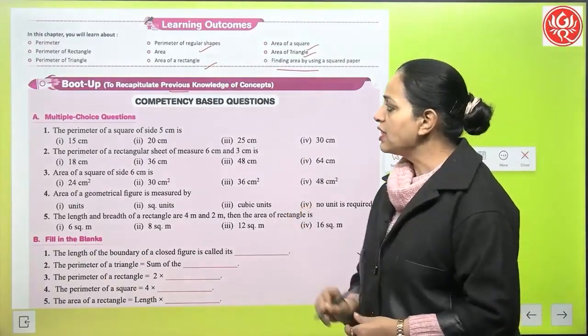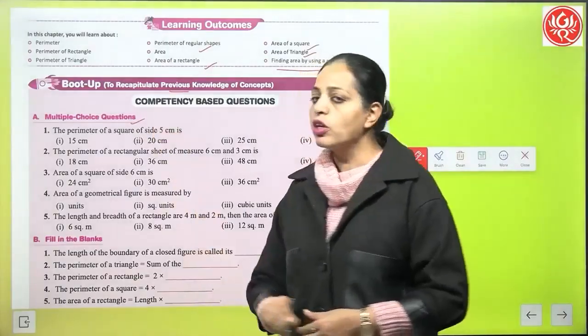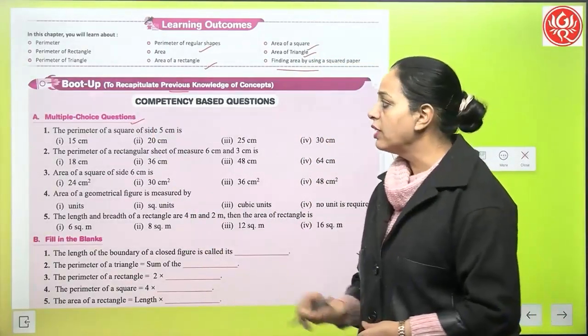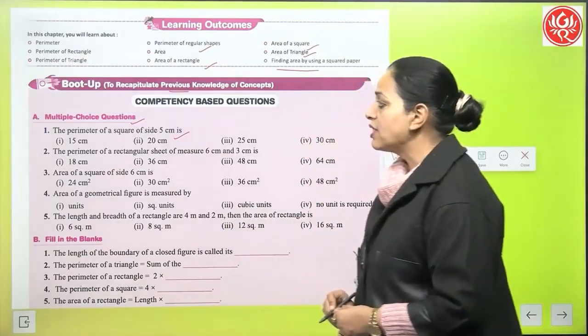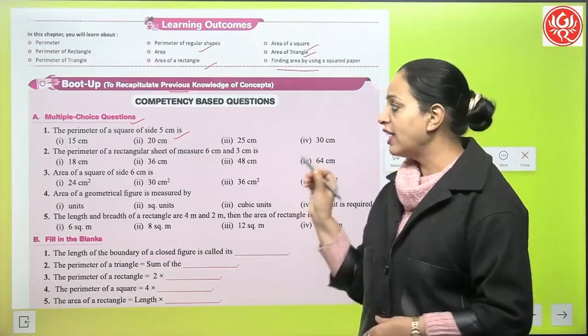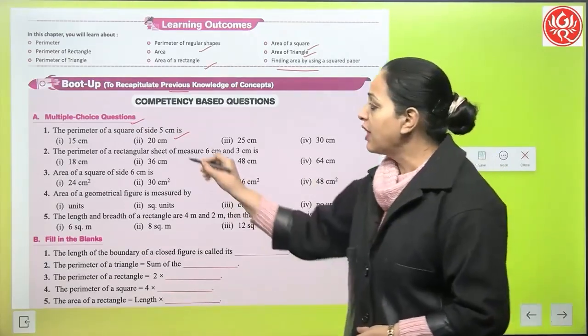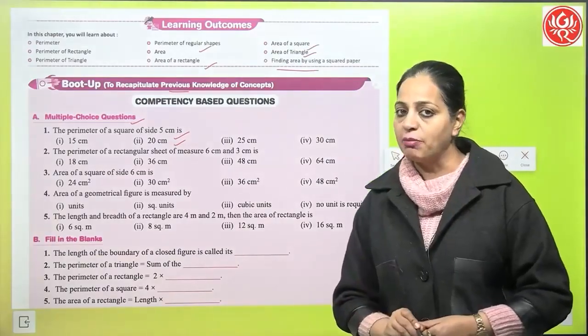Let's see the competency based questions. A part, multiple choice questions. Question number 1. The perimeter of a square of side 5 cm is? What is the perimeter of a square? If the side is 5 cm, that is 4 into side. So the answer is 20 cm.